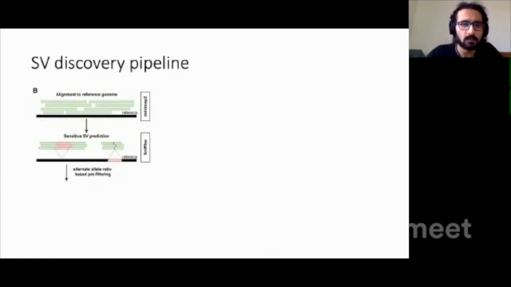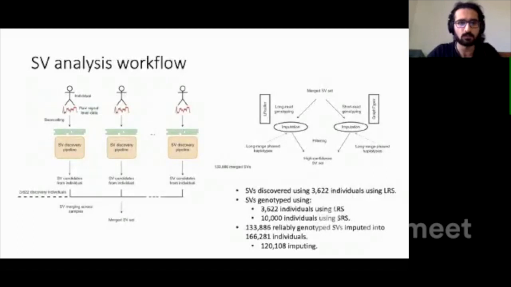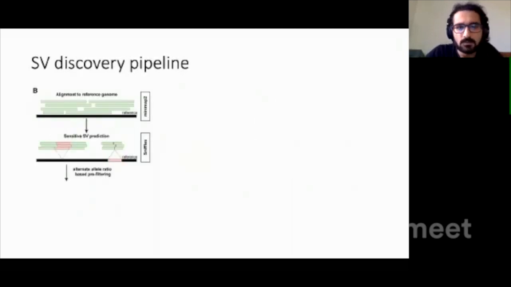So the SV discovery pipeline that I mentioned here in the orange box is as follows. As soon as we receive the raw reads, we map them to the reference, just HG38, a linear reference, using Minimap2. From this, we use Sniffles to generate sensitive SV predictions. On top of this, we're actually using an alternate allele ratio based pre-filtering because, again, the coverage of the long read data is not as uniform as one may expect.